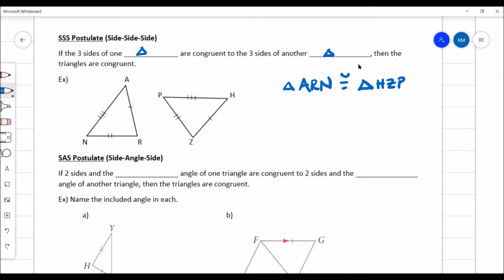And if I were to do congruence, I'd say, okay, R must be the same as Z. RN must be the same as ZP. Okay, so very important that we're able to understand how to write those congruent statements and why they are how they are. Okay.